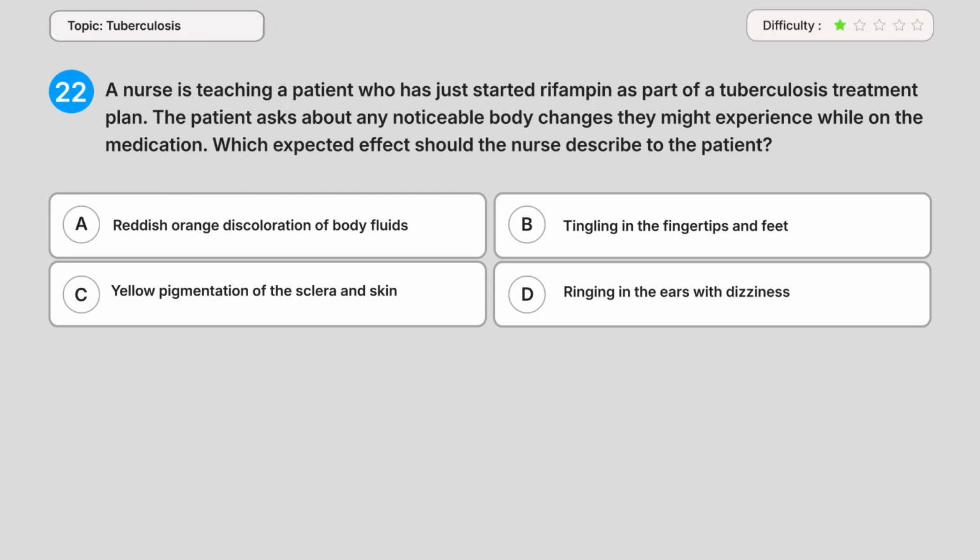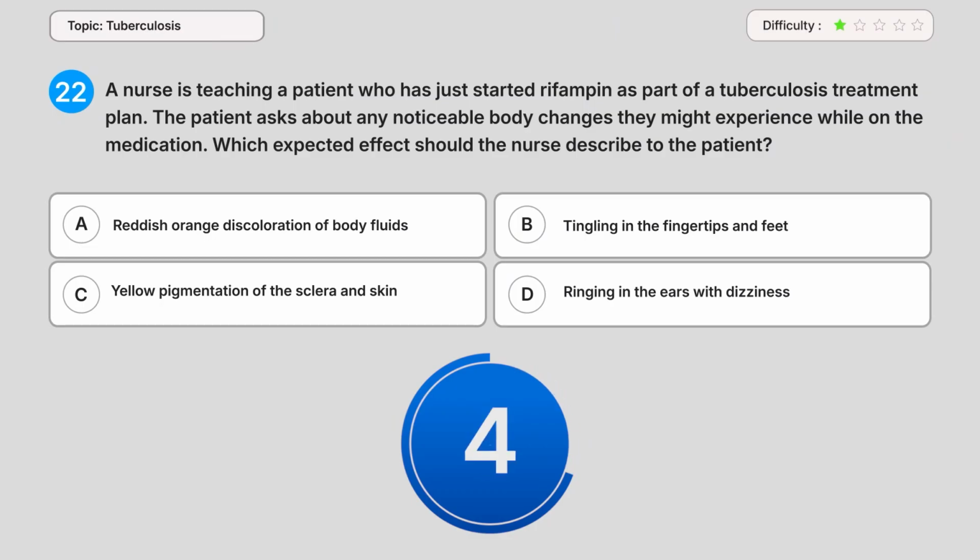A. Reddish-orange discoloration of body fluids. B. Tingling in the fingertips and feet. C. Yellow pigmentation of the sclera and skin. D. Ringing in the ears with dizziness. What do you think is the answer?